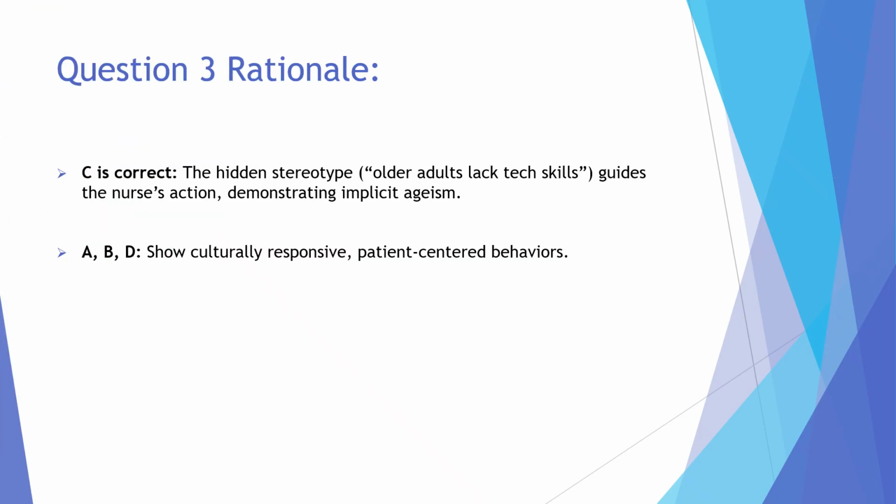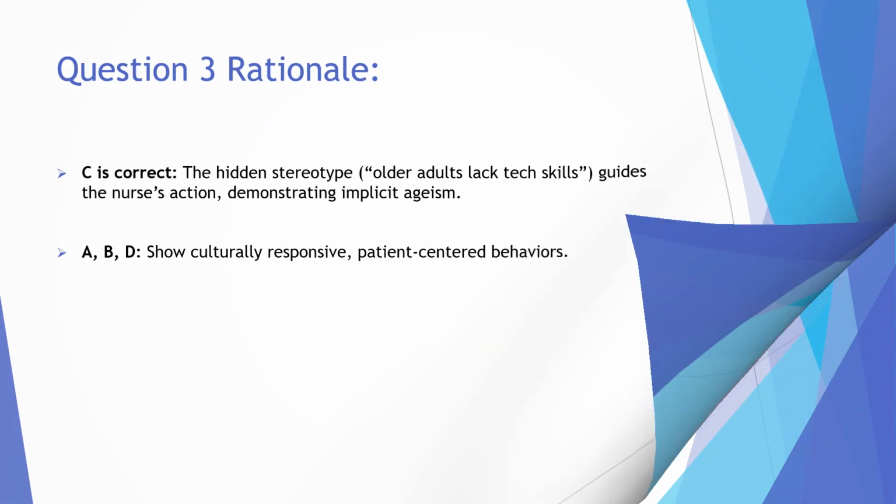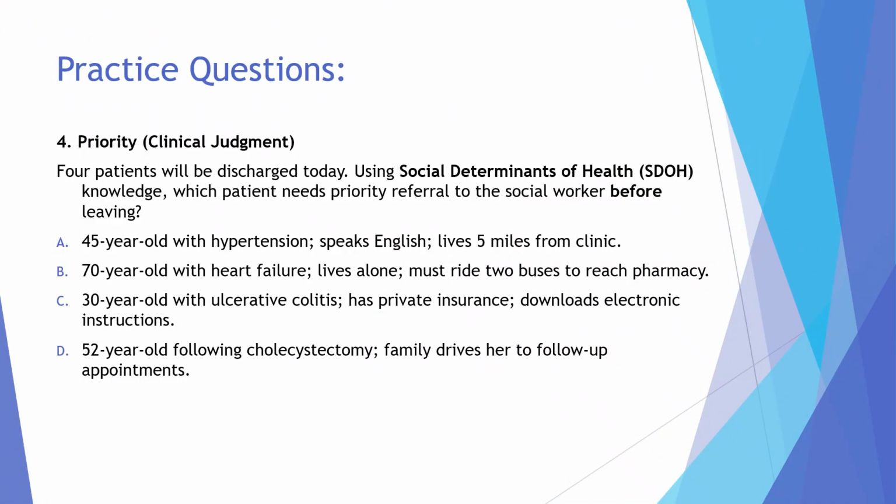Here is the rationale. The hidden stereotype that older adults lack tech skills guides the nurse's action, demonstrating implicit ageism. The rest show culturally responsive, patient-centered behaviors. Question 4. Here is critical judgment.